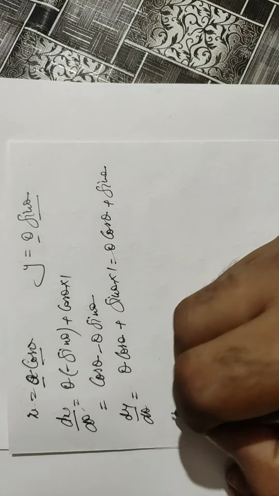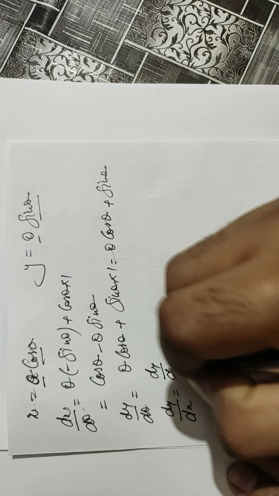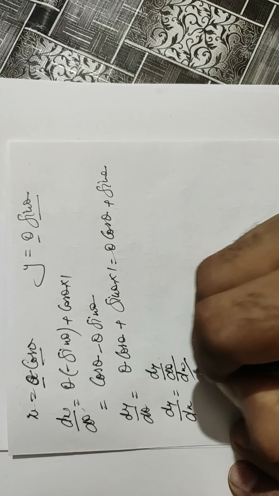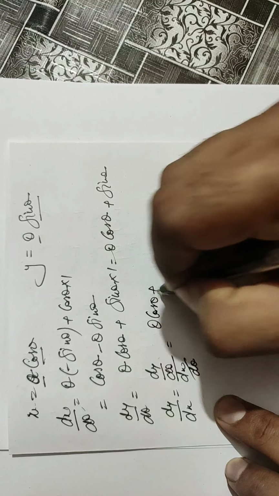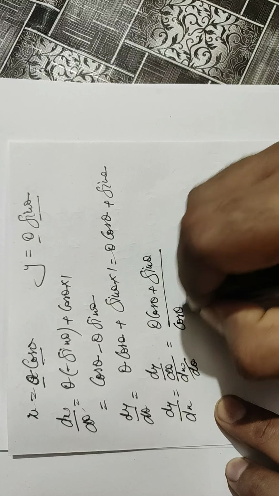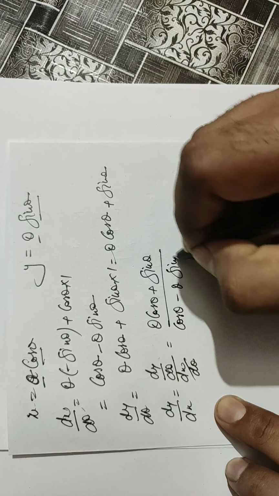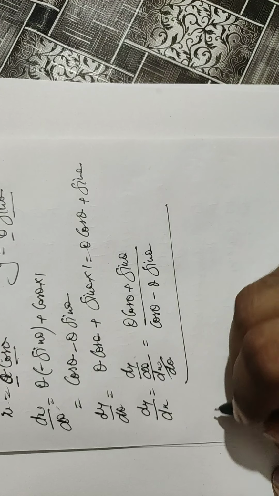So the value of dy by dx, same here, dy by d theta divided by dx by d theta, means overall it becomes theta cos theta plus sin theta divided by cos theta minus theta sin theta. This is our first differentiation. We are taking one more example here.